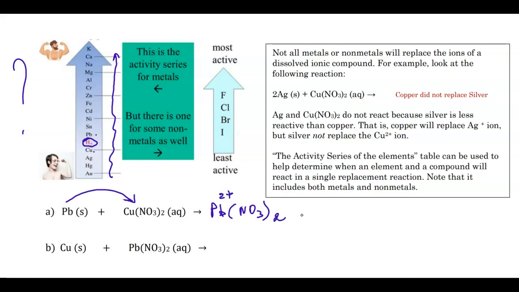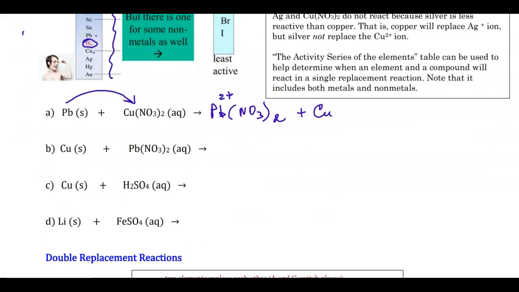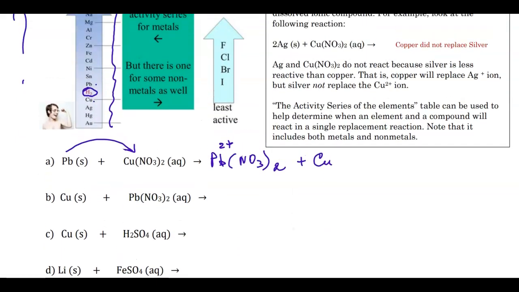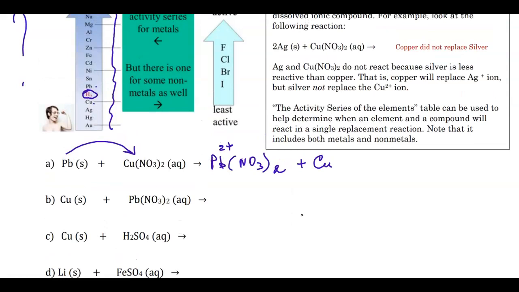How can I find it? Solubility table, plus copper. Okay, the next one, copper and Pb NO3 2 times, right? And you can see copper is less active, so it's not possible.